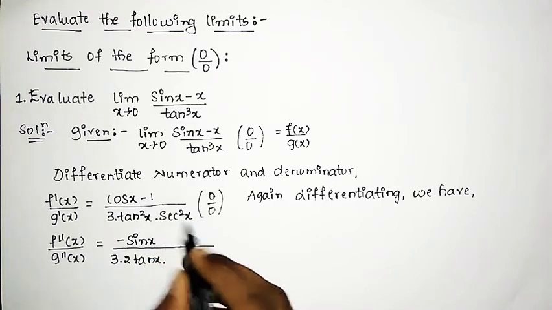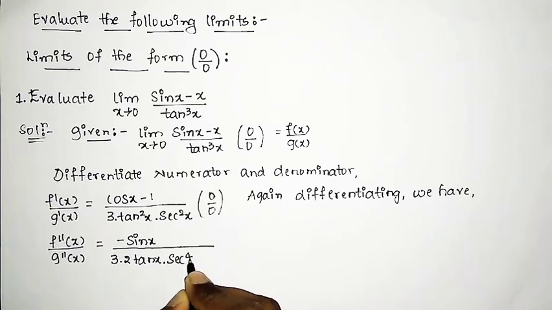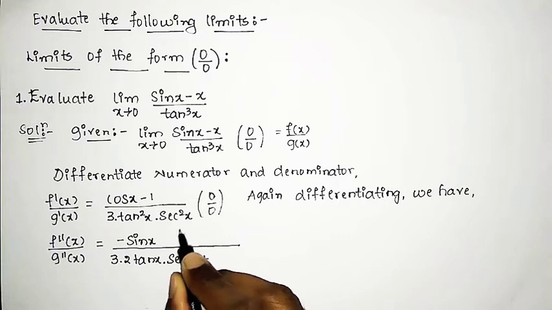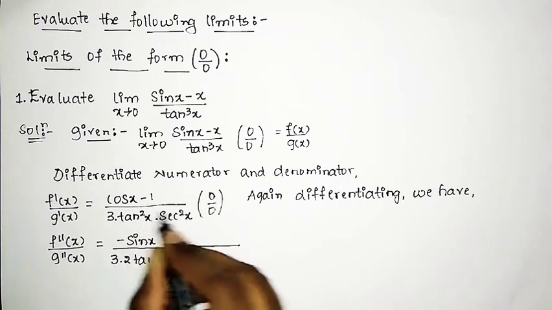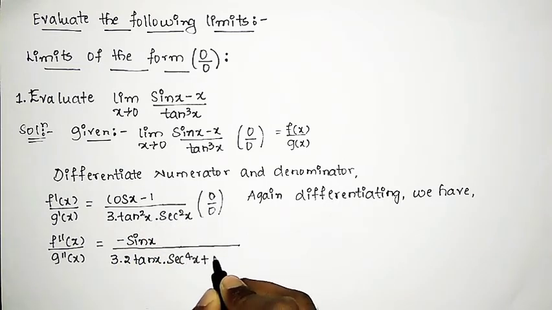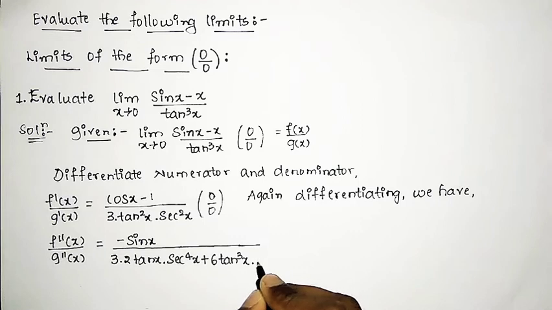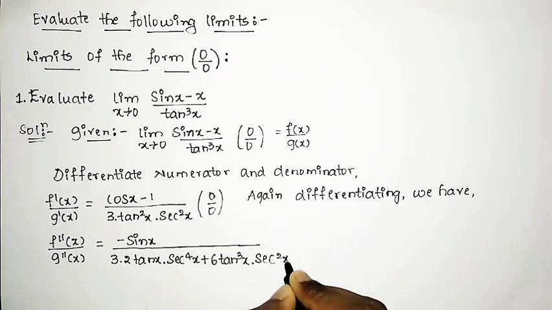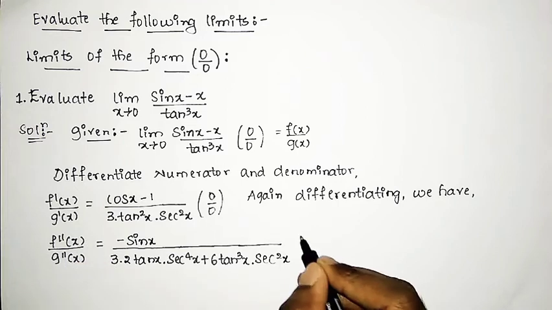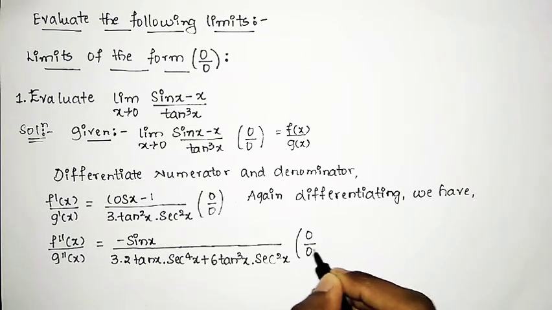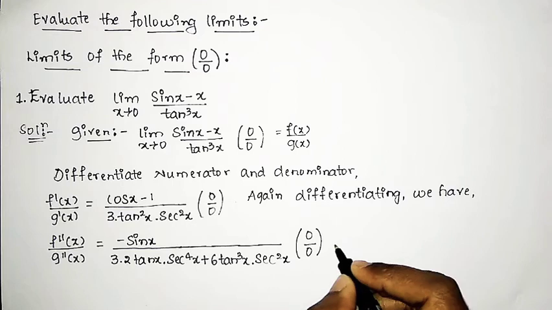So sec square x into sec square x is sec raised to 4x. Then again plus, we need to find the differentiation of sec square x, so it will be 6 into tan cube x into sec square x kept as it is. So we have found the second differentiation. Again this is of the 0 by 0 form, so again differentiating.